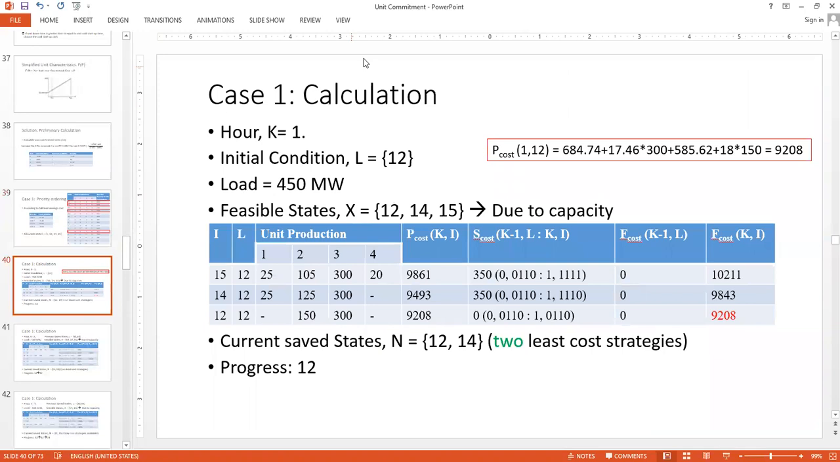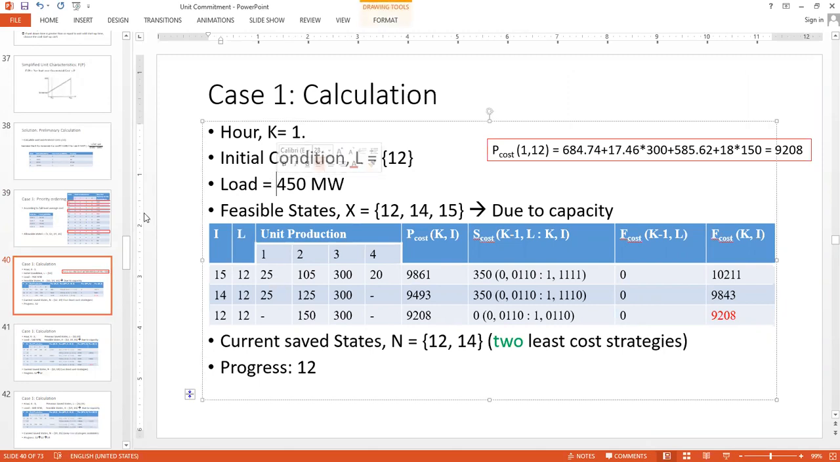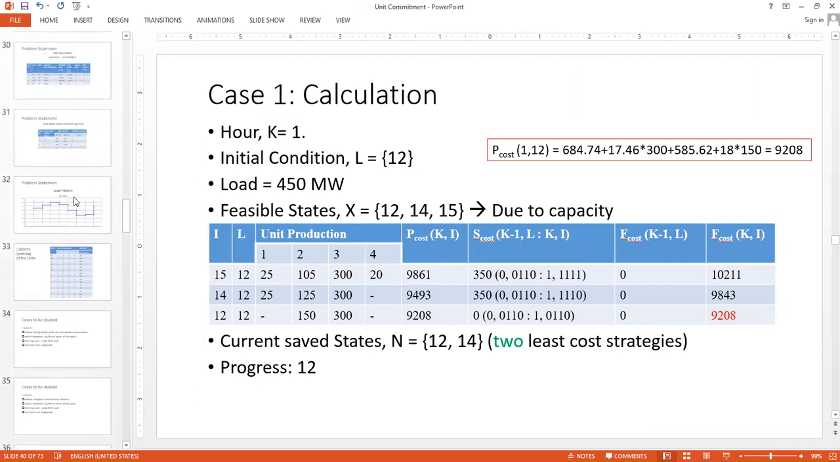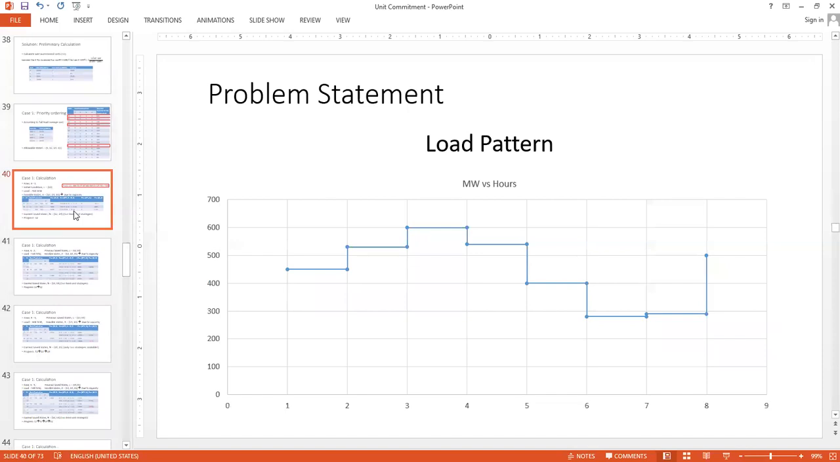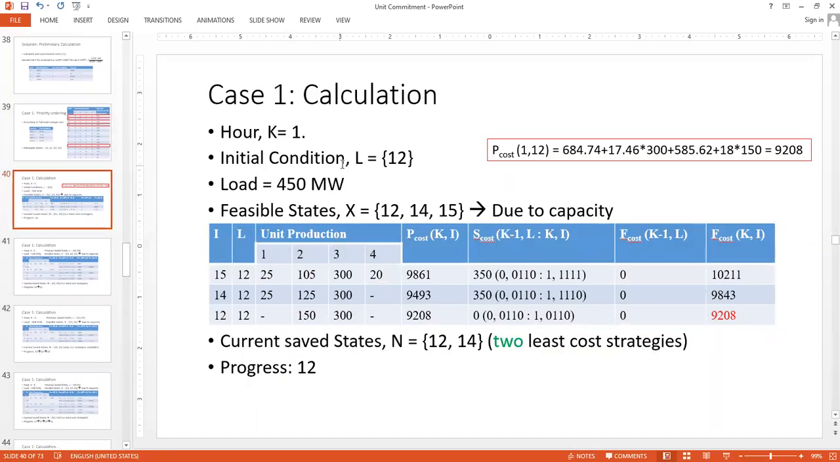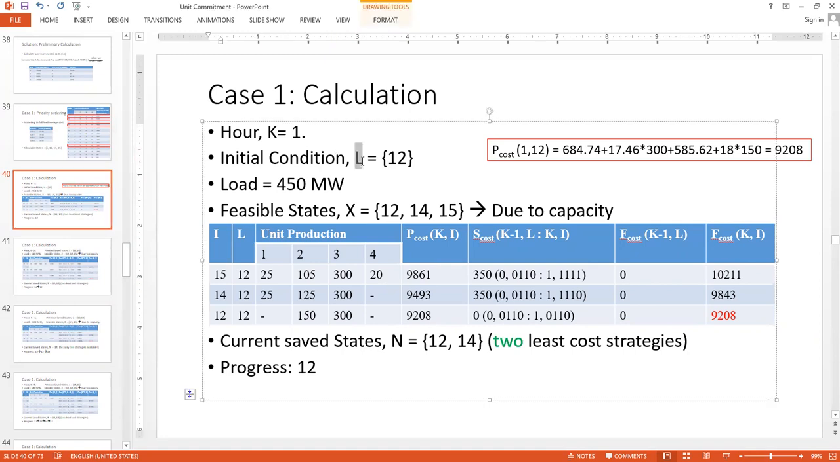Following the initial status, first we take up the example for case number 1. In case number 1, what is the demand? The demand is 450, picked from slide number 32. So this is 450 megawatt, the demand. Now the initial state is denoted by L. Slowly we'll be getting used to all these symbols.